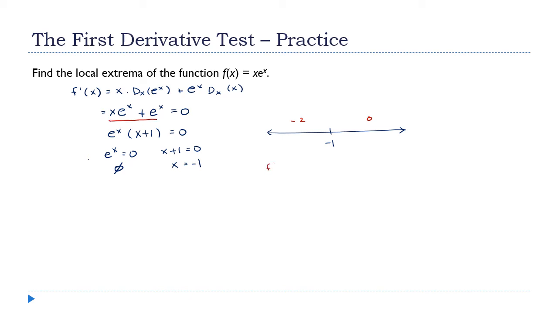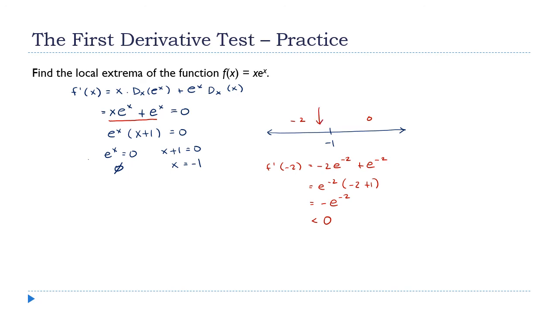So let's see. F prime of -2 is -2 e to the -2nd plus e to the -2nd. Well, look, let me factor this. This is e to the -2nd times -2 plus 1, which is -e to the -2nd. All right, e to the -2nd is a positive number. You multiply it by that negative out in front, you get a negative number. The function is decreasing on this side.